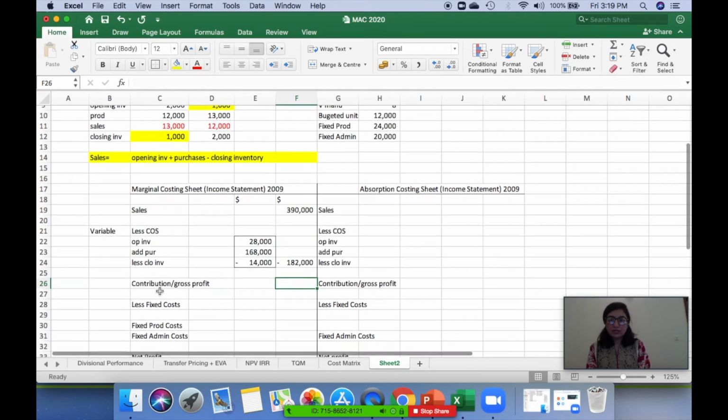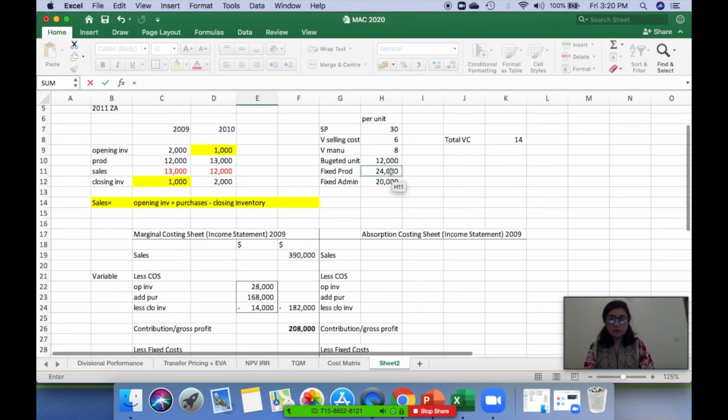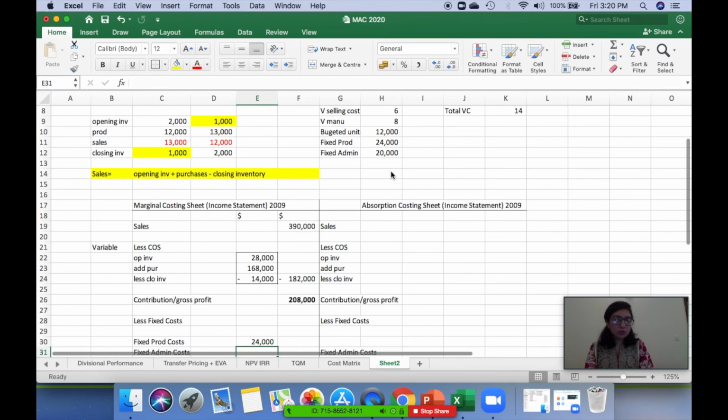Now, if you've seen in the marginal costing sheet, I haven't used fixed cost anywhere as yet. Fixed production costs, right? Why? Because that's where absorption costing comes into play. So contribution is your sales minus your cost of sales. That gives you contribution. I'm going to highlight it. And now we're going to less our fixed costs. Because I've written it before, I don't want to write it again. So I'm going to put an equal sign and Excel will add it themselves.